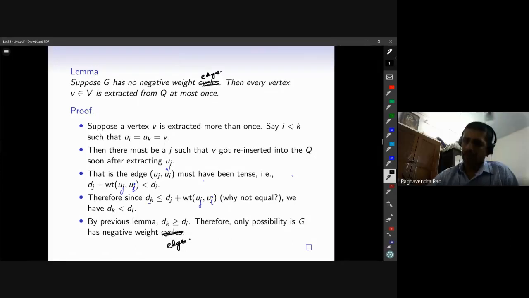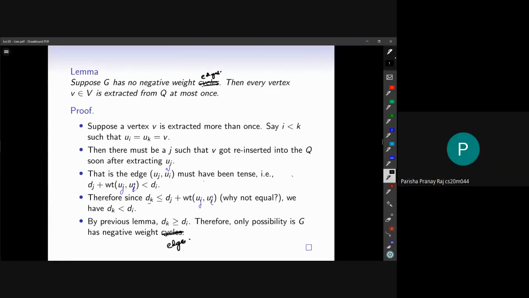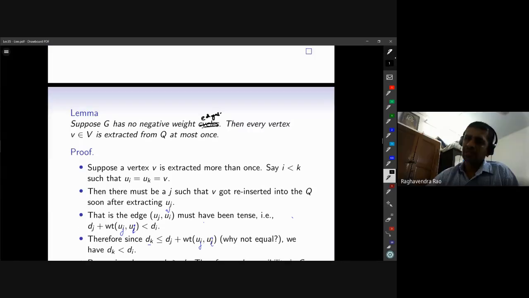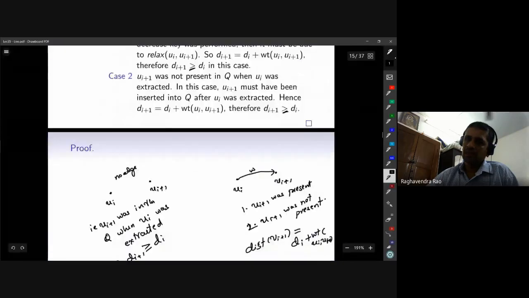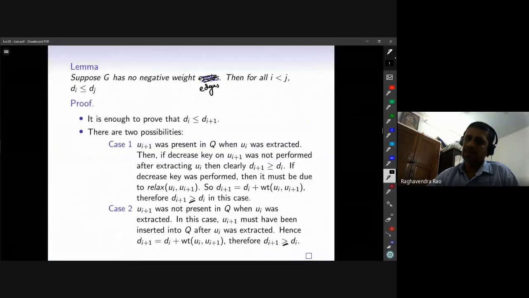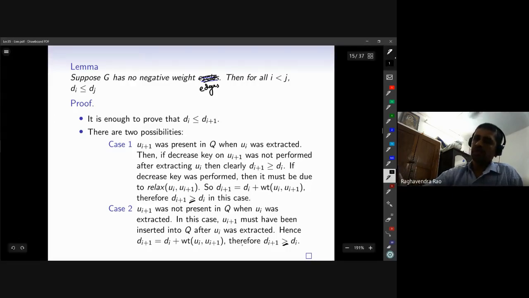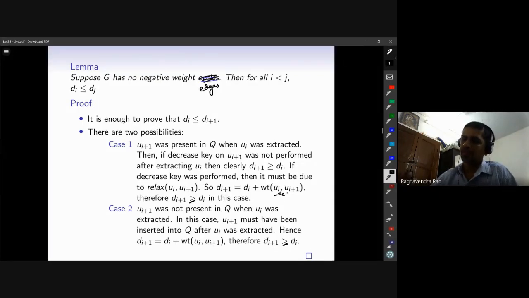Can you tell me why we are assuming no negative weight edges in the previous lemma? Otherwise the distance can go down, right? So if this has a negative weight, the distance can go down: d_i plus 1 can be less than d_i. So that's a problem with Dijkstra. It requires that there are no negative weight edges.